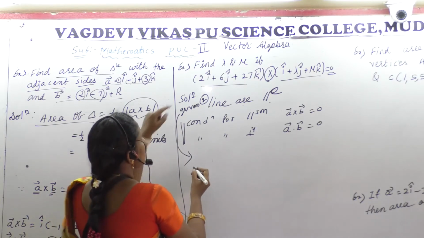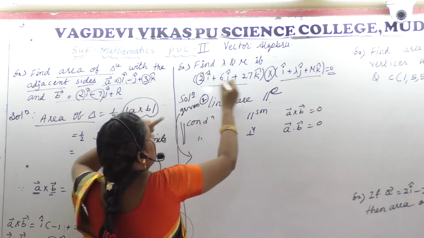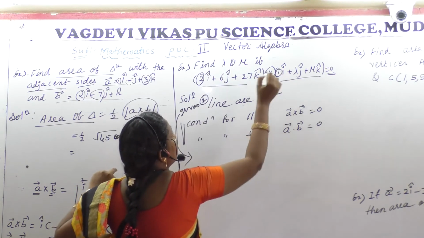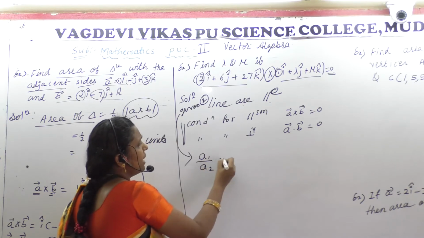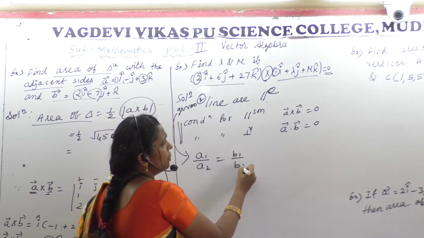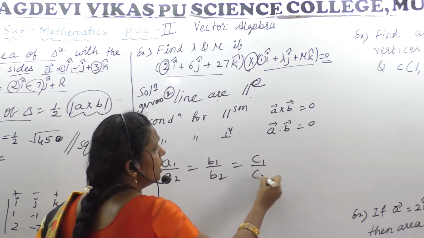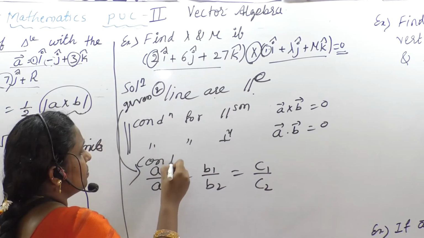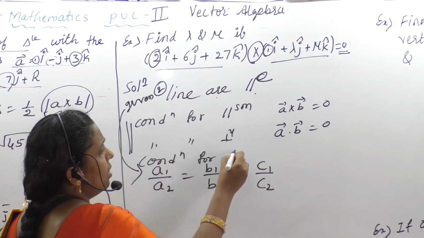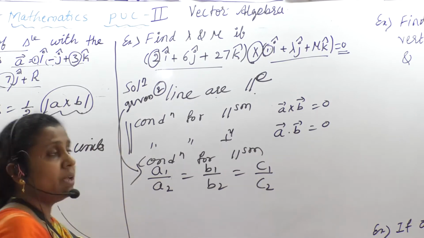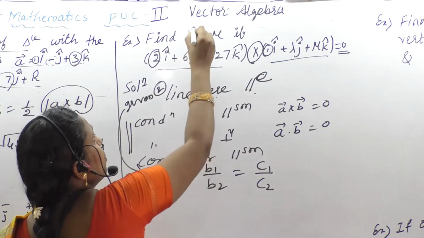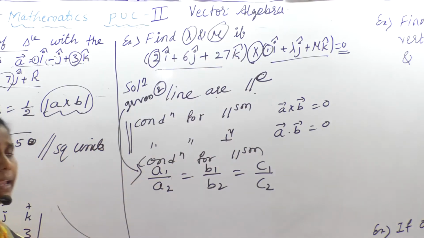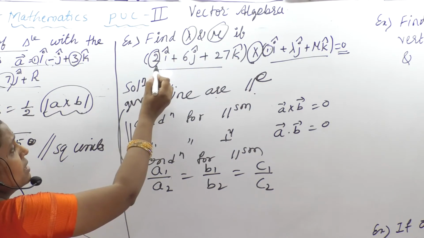Condition for parallelism is A1 by A2, these are coefficients, you have to collect like coefficients: A1 by A2 equal to B1 by B2 equal to C1 by C2. This is the condition for parallelism. So shall we check it for the result? What we have to find out is the value of lambda and mu. So let me just go through the simplification.